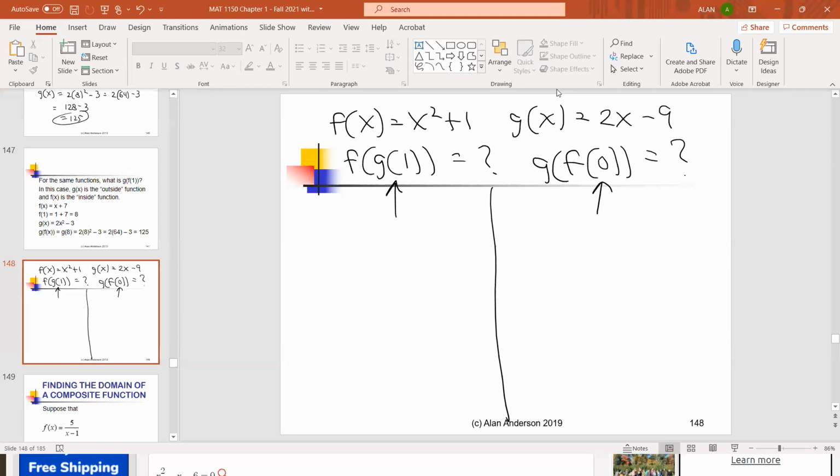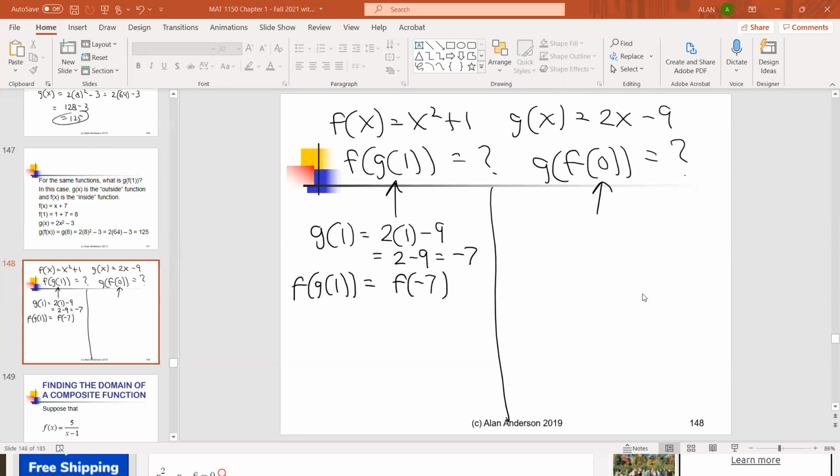All right, so I'm going to start helping you here. So the g of 1 is -7. Therefore, f of g of 1 is f of -7. Aha, we have some answers. Okay, -5. Let's see. -7 squared plus 1 is 49. Oh, do you mean for the first one or the second one?